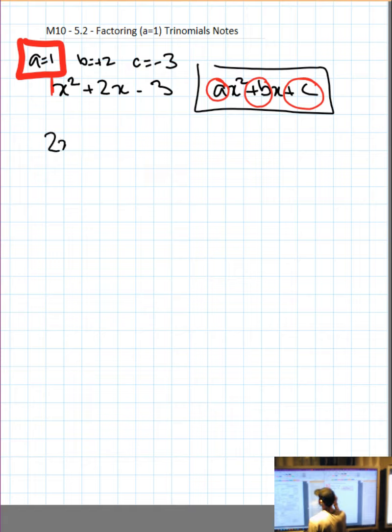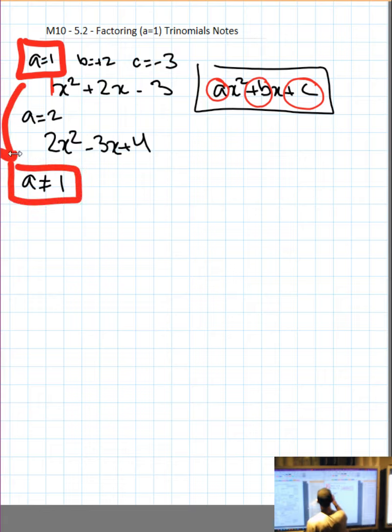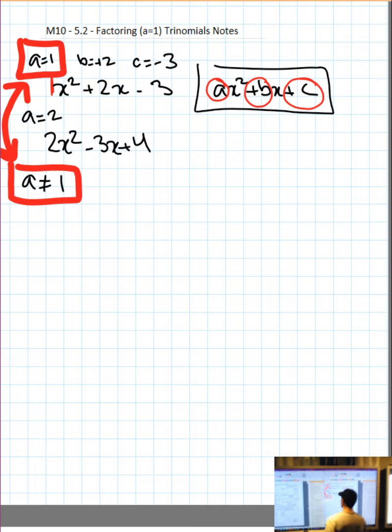So we really want to look out for when A is 1, or when we get something like 2x squared minus 3x plus 4, where A is equal to 2. Where A is not 1. And that's going to be a big decision on how we make decisions going forward, whether A is 1 or A is not 1. I hope you start to recognize these things because it's going to make your life in the future a lot easier. So A is 2, B is equal to negative 3, and C is equal to positive 4.